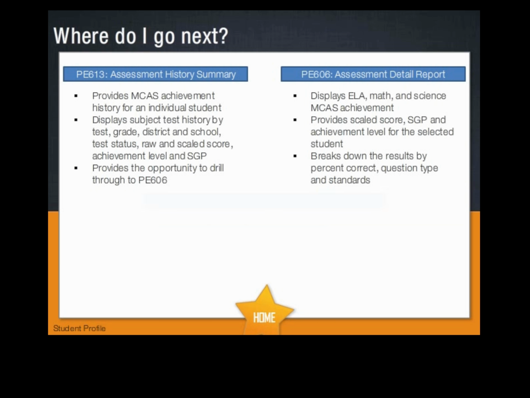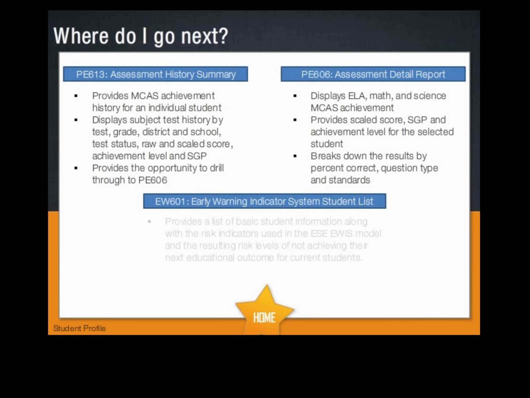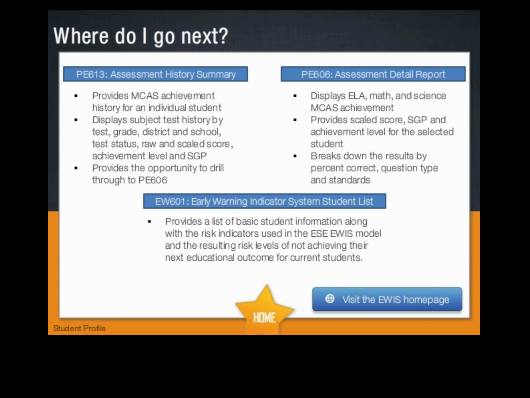You may also want to look at the Early Warning Indicator System student list, EW601, for a snapshot of the recent experience of a student or group of students. This report provides a list of basic student information, along with the risk indicators used in the ESE-EWIS model and the resulting risk levels of not achieving their next educational outcome for current students.